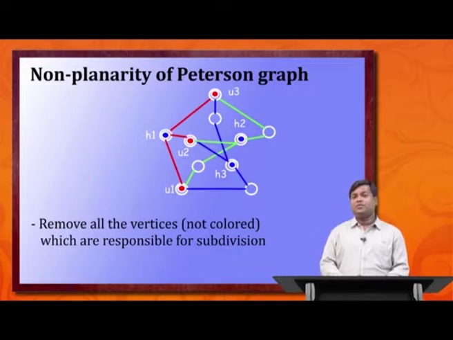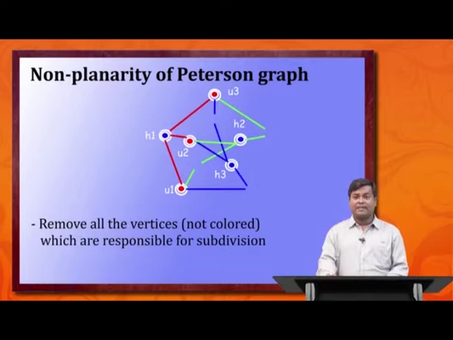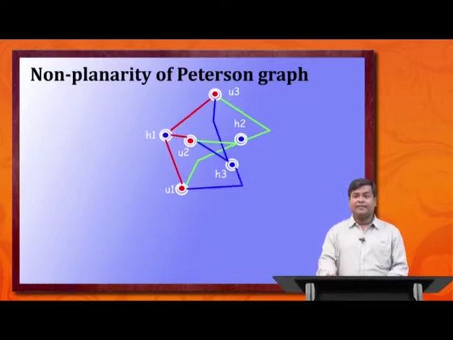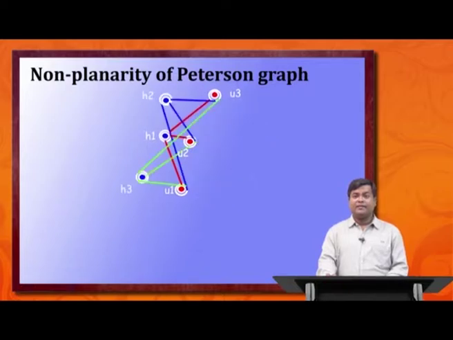Those particular vertices are basically responsible for the subdivision process. As we have already shown, we can always delete them. If we delete those subdivision vertices, then it will never add any new edge crossing. So we will delete them one after another. We are deleting them, connecting the edges and redrawing it. Finally, we get that K33 graph.